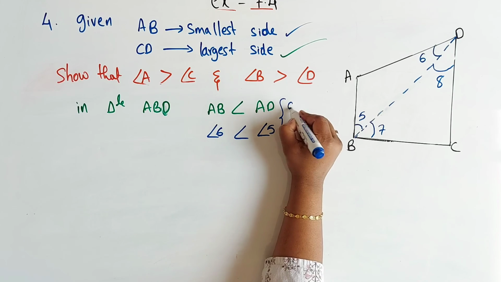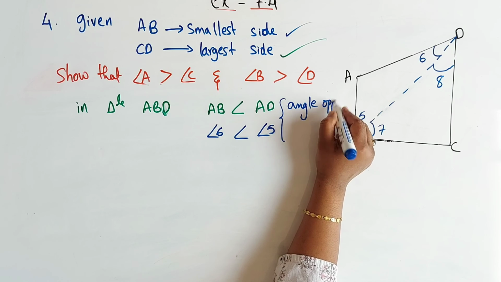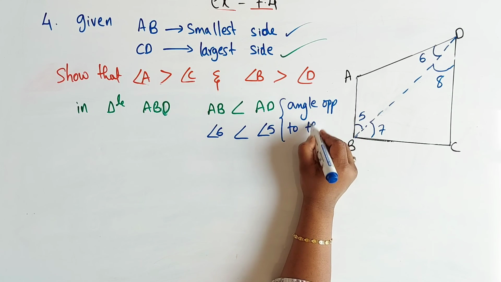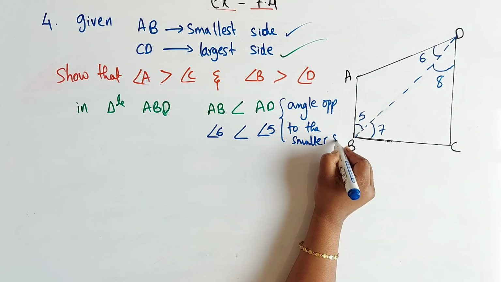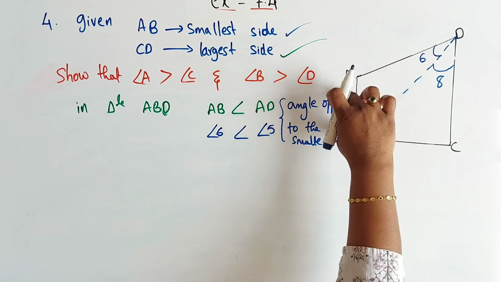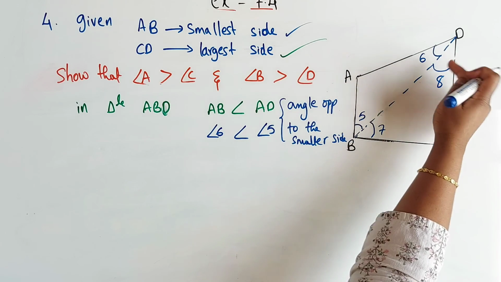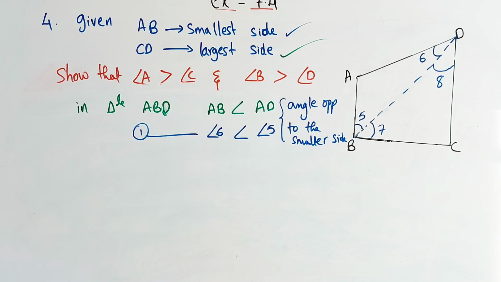Here also the same reason: the angle opposite to the smaller side is smaller. The smaller side is AB, and AB's opposite angle, angle 6, is also smaller. Consider this as equation 1.